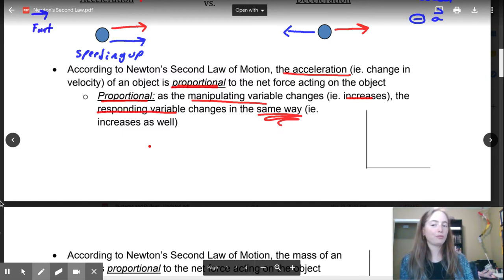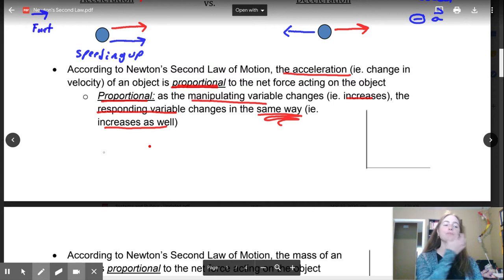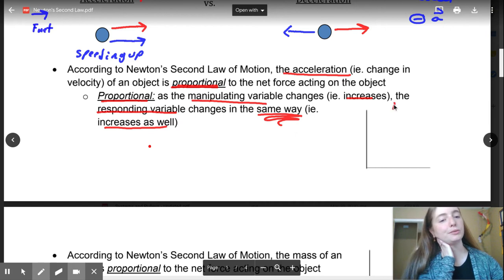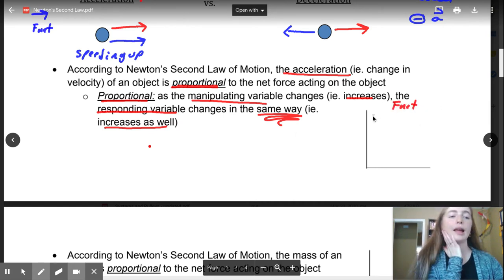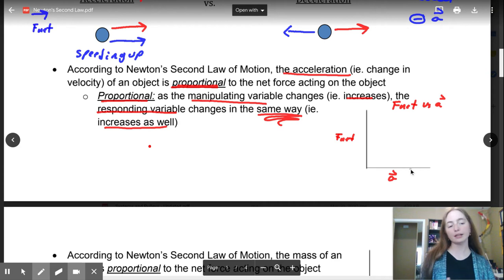So, therefore, increases as well by the same factor. Okay. So, let's represent this graphically. Let's say we're going to go F naught versus acceleration. So my F naught is going to be here on the y, that's my responding variable. My acceleration on the x would be my manipulated variable.